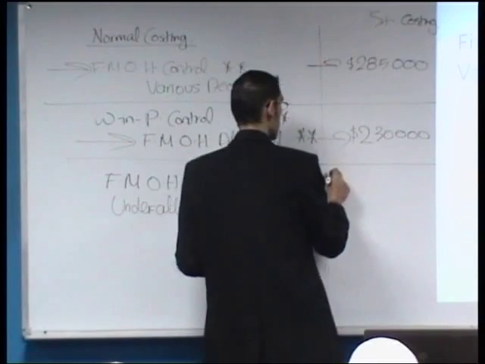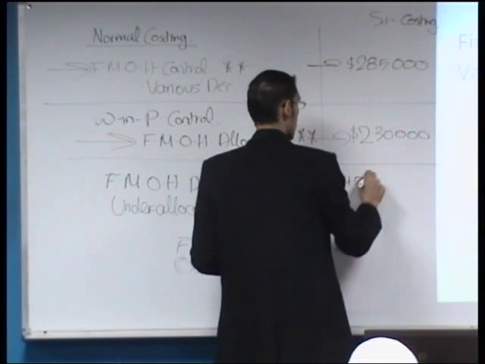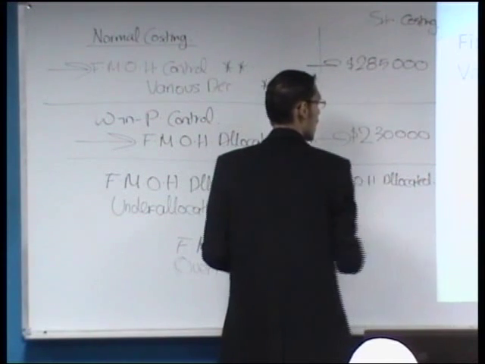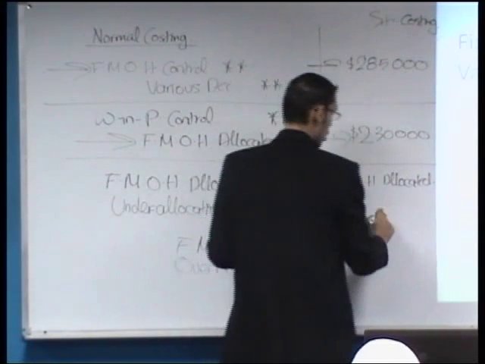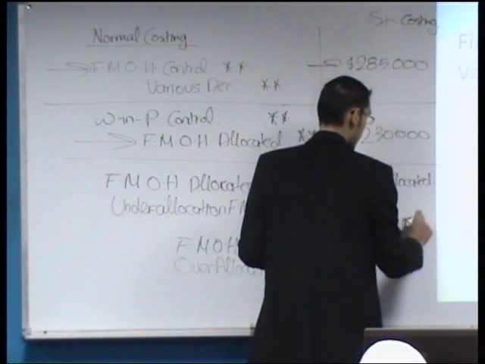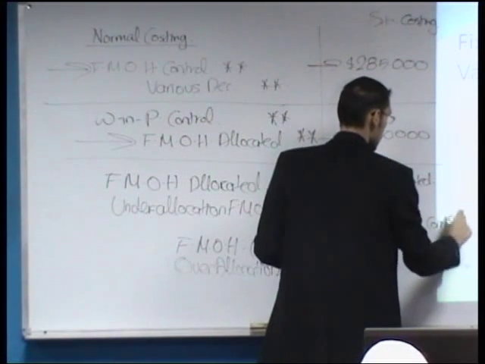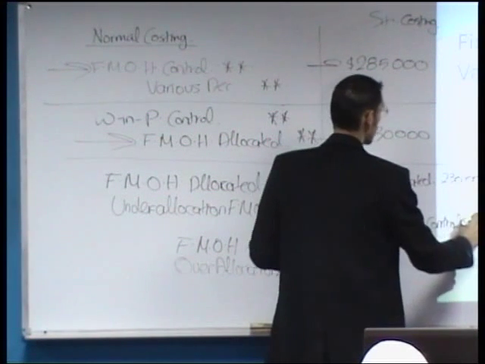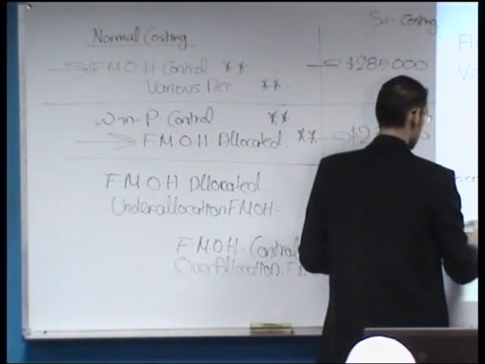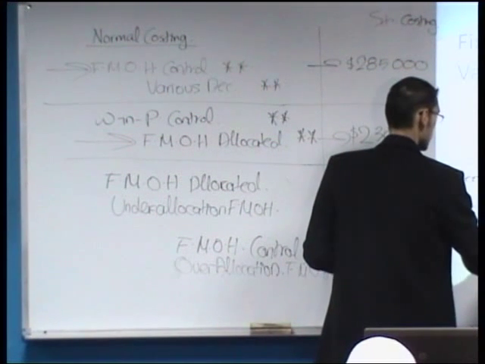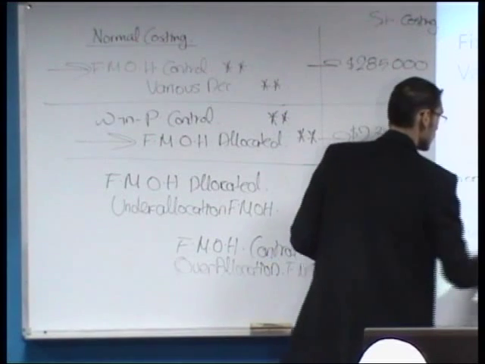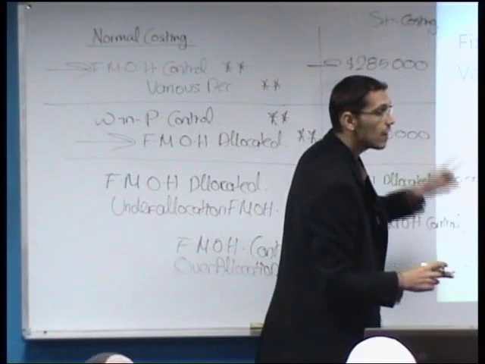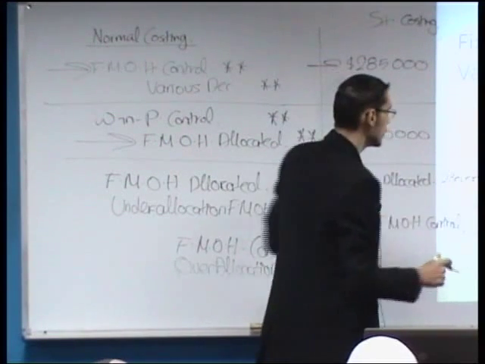Therefore, we are going to close the fixed manufacturing overhead allocated amount, and we are going to close the fixed manufacturing overhead control amount. Of course, the allocated by the amount of 230 and the control by the amount of 285. And the differences are these variances. Both are unfavorable, therefore both would be debited.